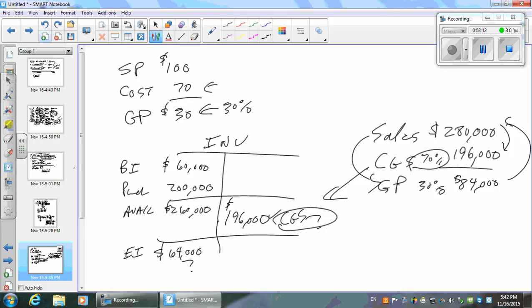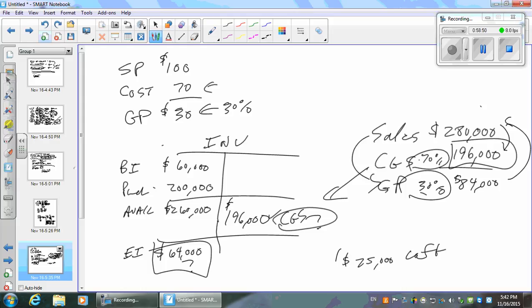But let's say that I go count the inventory after a fire, and the inventory I have left is 25,000. So it's exactly the same scenario as this. I know my beginning inventory, I know my purchases, therefore I know available, I know what my sales are, I know my cost of goods sold percentage, gross profit percentage, either one. If you know one, you know the other. So I think my cost of goods sold is 196. So I think before the fire I had 64,000 of inventory. Then I go count what I have after the fire. 25. So I have 25,000 inventory left after the fire.